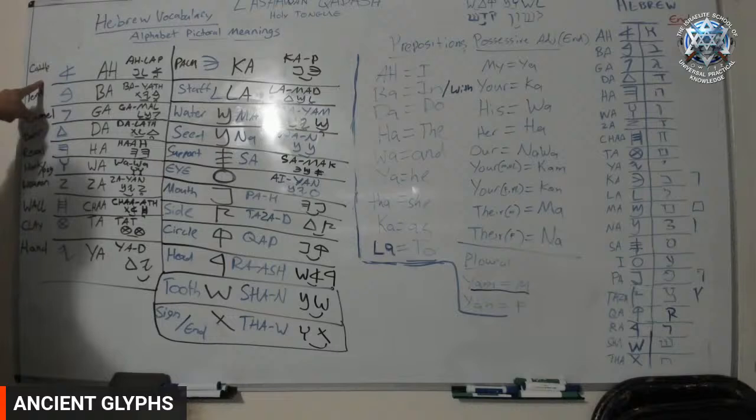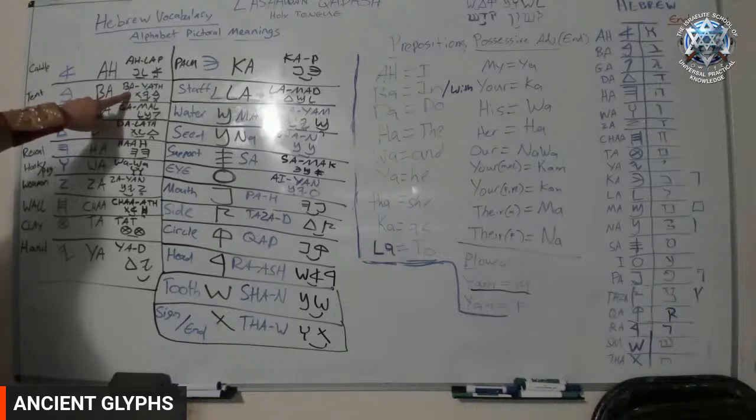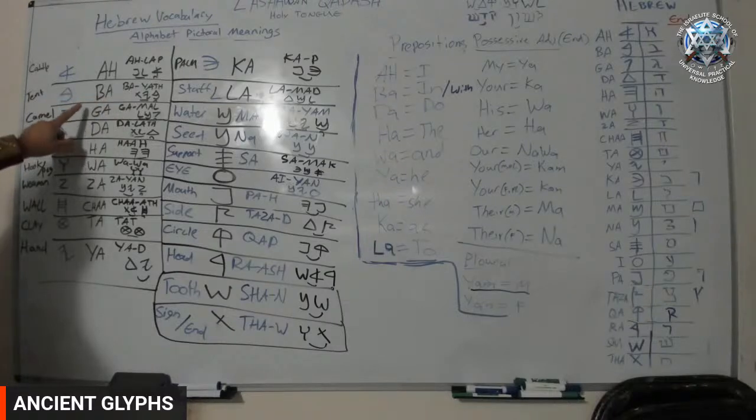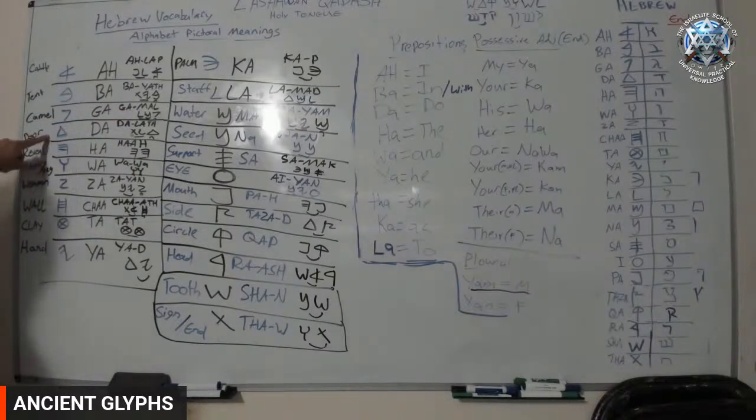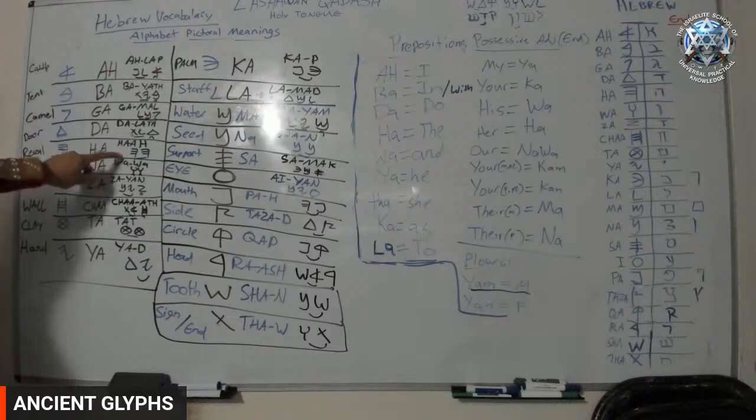Aleph means cattle. It's pronounced alaph. Bet means tent. It's pronounced bayit. Gimel means camel. Pronounced gamal. Dalet means door. It's pronounced delet. Hey means reveal. It's pronounced hey.